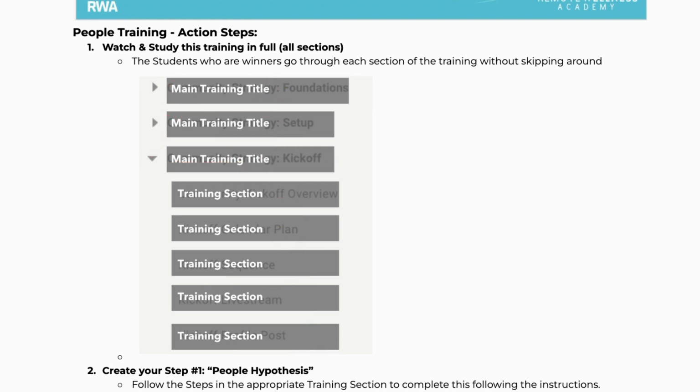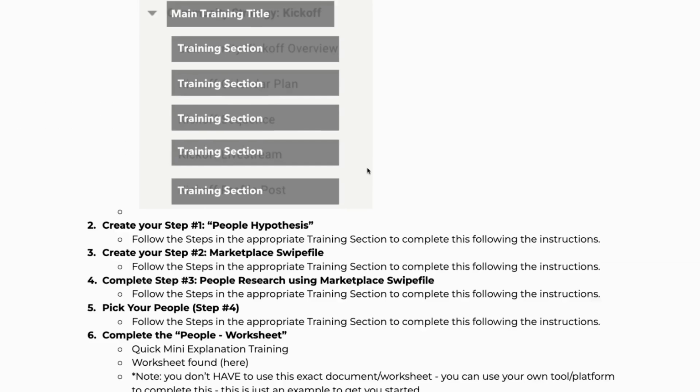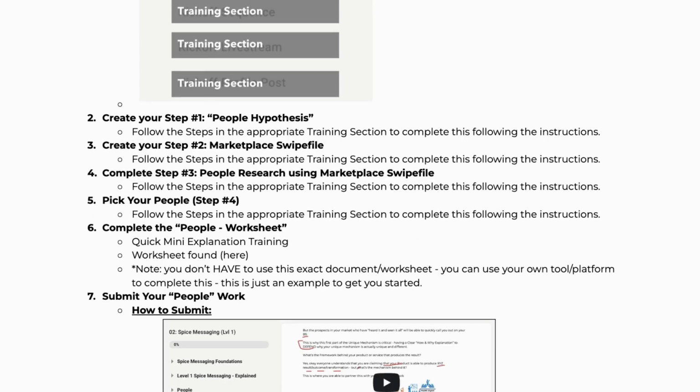Action step number 2 is to make sure that you complete creating your people hypothesis. That was kind of step number 1 in the training that we talked about in one of the sections. Make sure you follow the steps that are inside of that training and follow all of those instructions so you can complete that. Action step number 3 is for you to complete creating your marketplace swipe file. I cannot tell you how valuable this is going to be pretty much throughout your entire career. So make sure you follow the instructions inside of that specific training section to complete that.